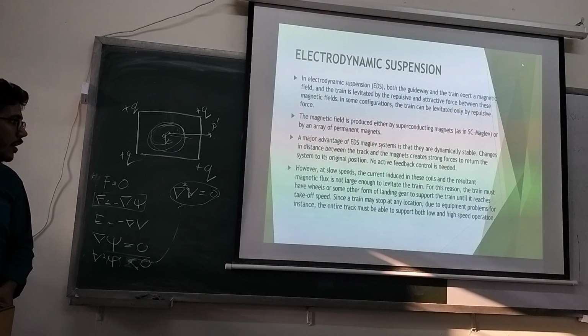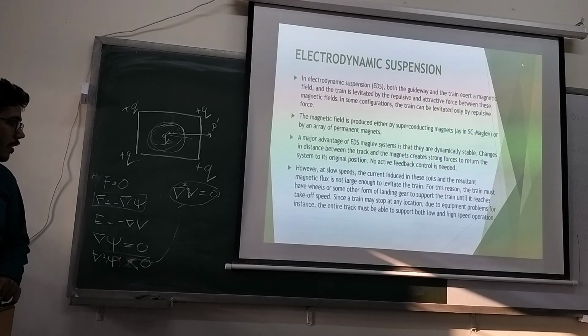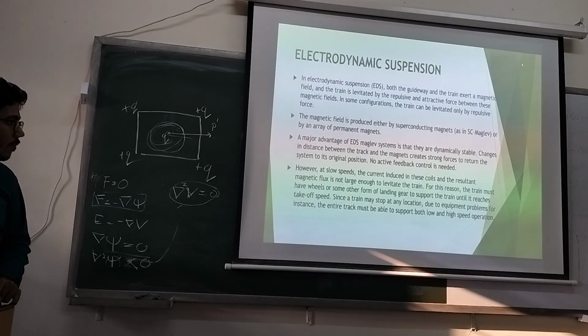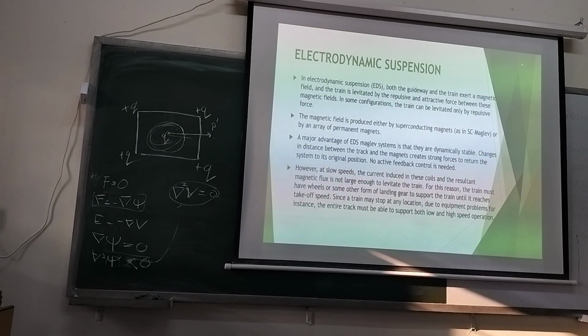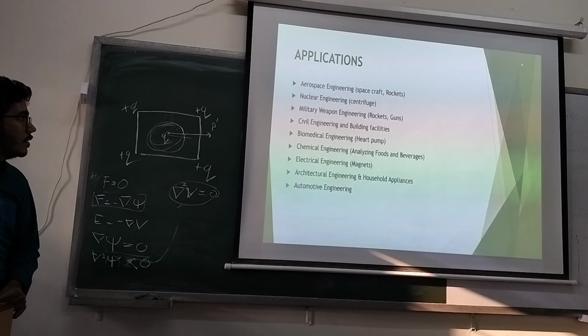However, at slow speed, the current induced in these coils and the resultant magnetic flux is not large enough to levitate the train. For this reason, the train must have wheels or some other form of landing gear to support the train till it reaches takeoff speed. Since a train may stop at any location due to equipment problems, for instance, the track must be able to support both low and high speed operations.